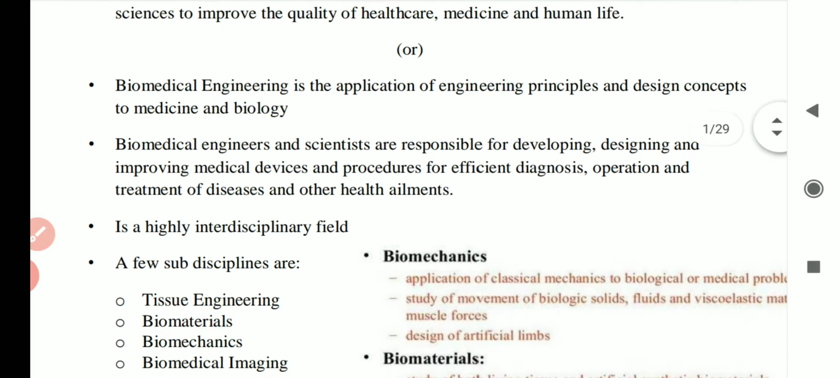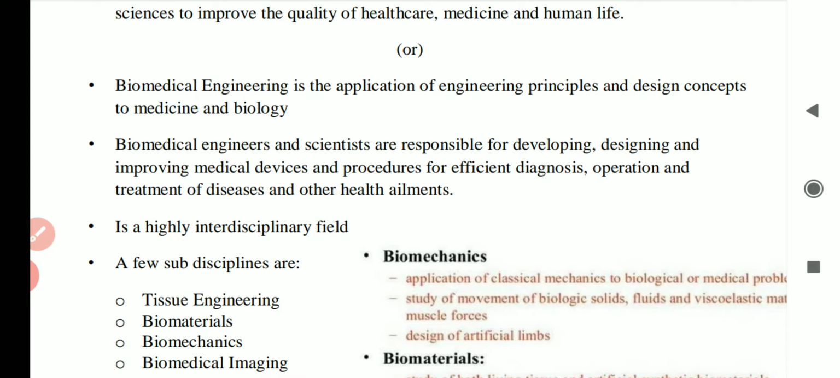Third point: biomedical engineers and scientists are responsible for developing, designing and improving medical devices and procedures for efficient diagnosis. That is, we have to know the CT scan or MRI scan, or a full body MRI scan, or an ECG, EEG, and many other diagnoses. We have to know the correct method and the correct result from these biomedical equipments, for efficient diagnosis, operation and treatment of diseases and other health ailments.